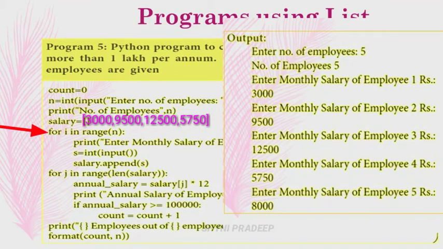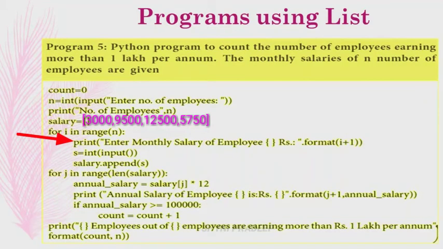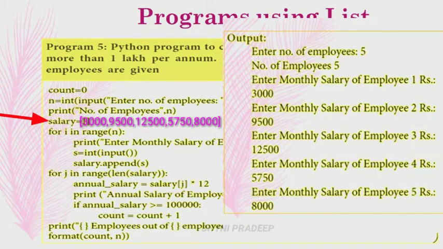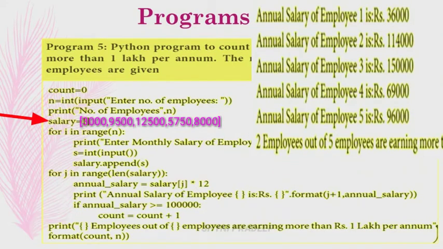Again go to the for loop. Next position of i is what? 4. Enter the monthly salary of employee. i plus 1 means 4 plus 1, 5. Employee 5 rupees. You have to enter the fifth employee salary, that is 8,000. You are entering 8,000 and that 8,000 salary will be added in the salary list. So now there are 5 salaries in the salary list. So length of salary is what? 5. And see the next line, for j in range length of salary. Length of salary is what? 5. So you have to take the list of values from 0 to 4.